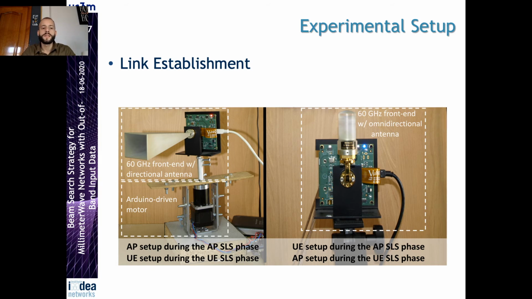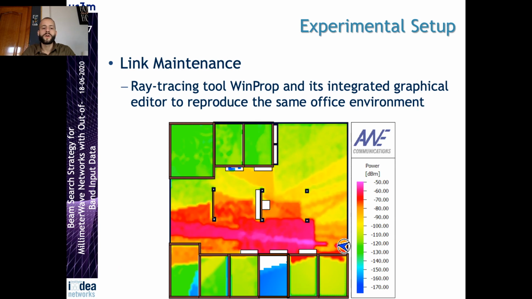For testing mobility, since our mechanical rotation doesn't allow the system to operate in real time, we use a very well-known ray tracing tool called WinProp, and its integrated graphical editor, to reproduce the same office environment. Here you can see we try to reproduce the same scenarios, introducing all the parameters for all the materials.